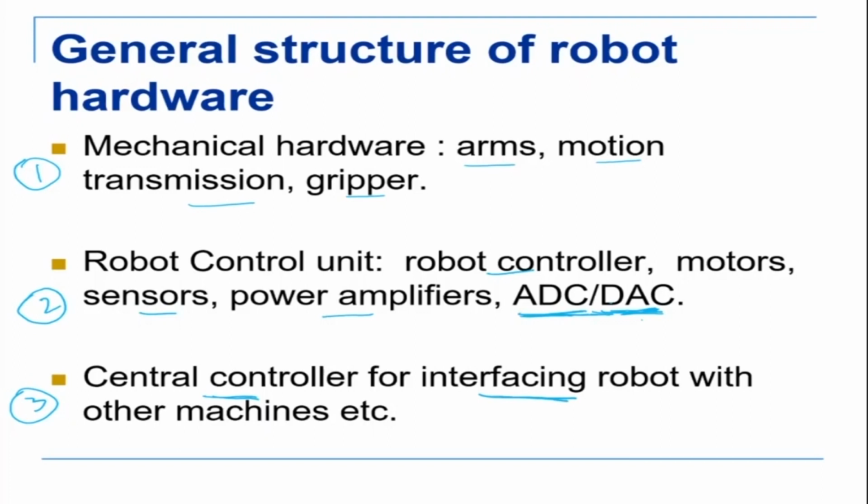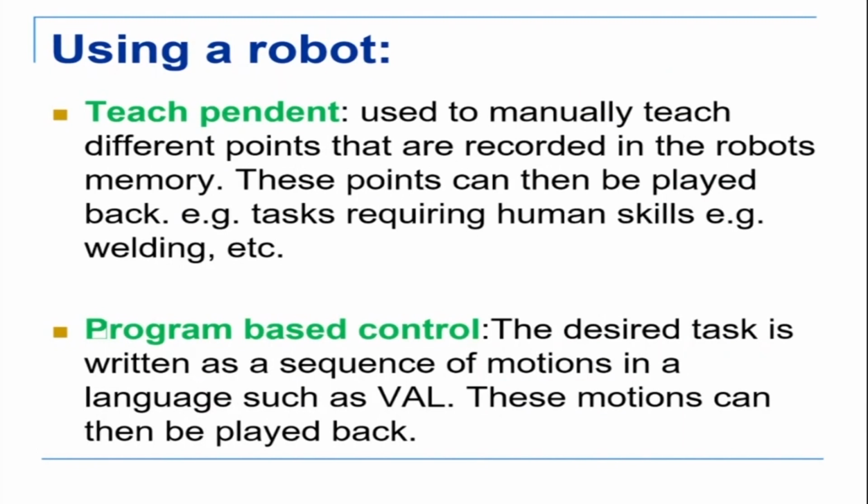So a robot does not work by itself. A robot doesn't work alone. It normally works in association with other machinery also. So it's very important to interface and for the communication to be there. Now, we can program a robot by using these two methods.